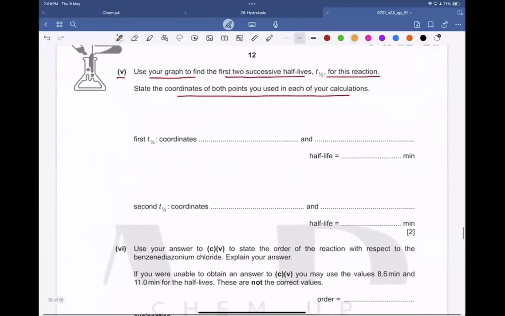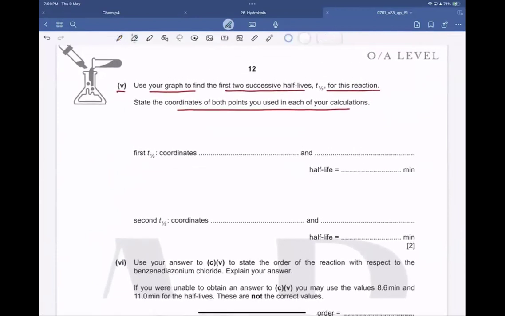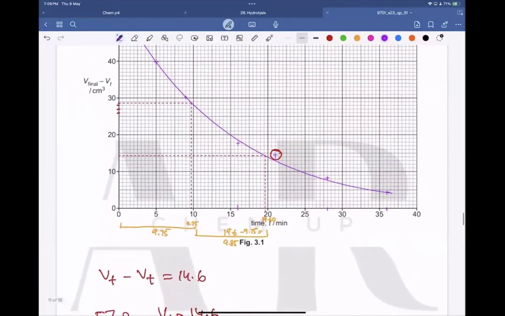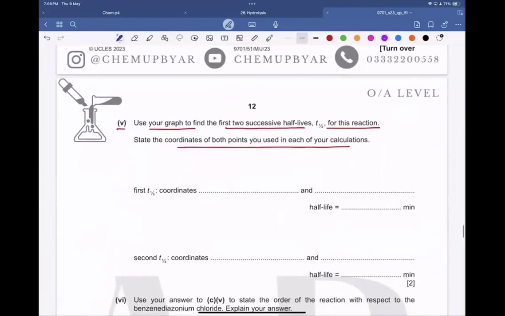So for the first half-life, the coordinates that we have chosen are 28.6. There is no third order for a specific one. For second order, the half-life decreases, and for zero order, the half-life increases. No, for zero order, the half-life decreases. For second order, the half-life increases. The half-life almost gets double. So the coordinates are 28.6 and 9.75.